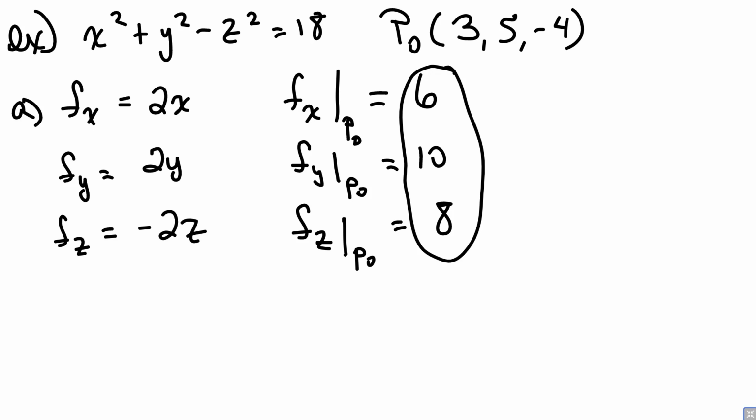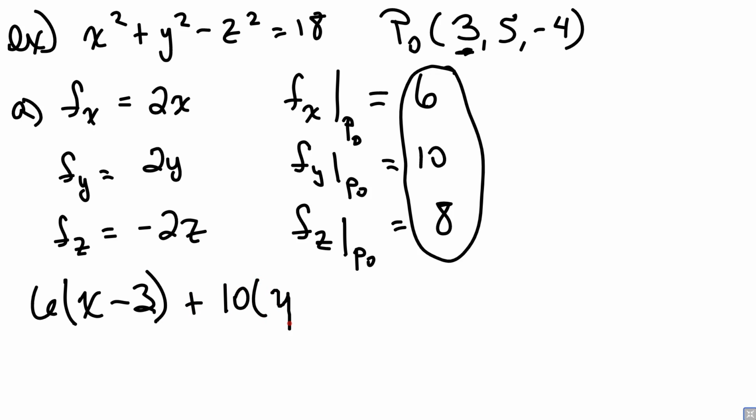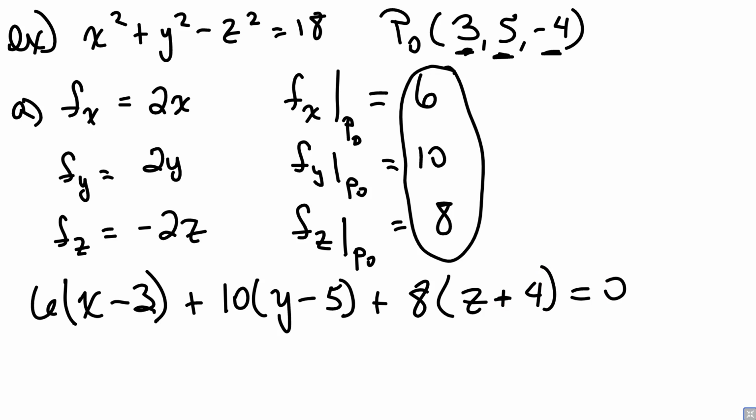Okay, so what we're going to have is 6 times x minus x sub 0, which is 3, plus 10 times y minus y sub 0, which is 5, plus 8 times z minus z sub 0, which is -4. So we're going to end up with plus 4 is equal to 0. Now, technically, this is a solution, but we normally don't leave it in this form. So we'll clean it up a little bit.